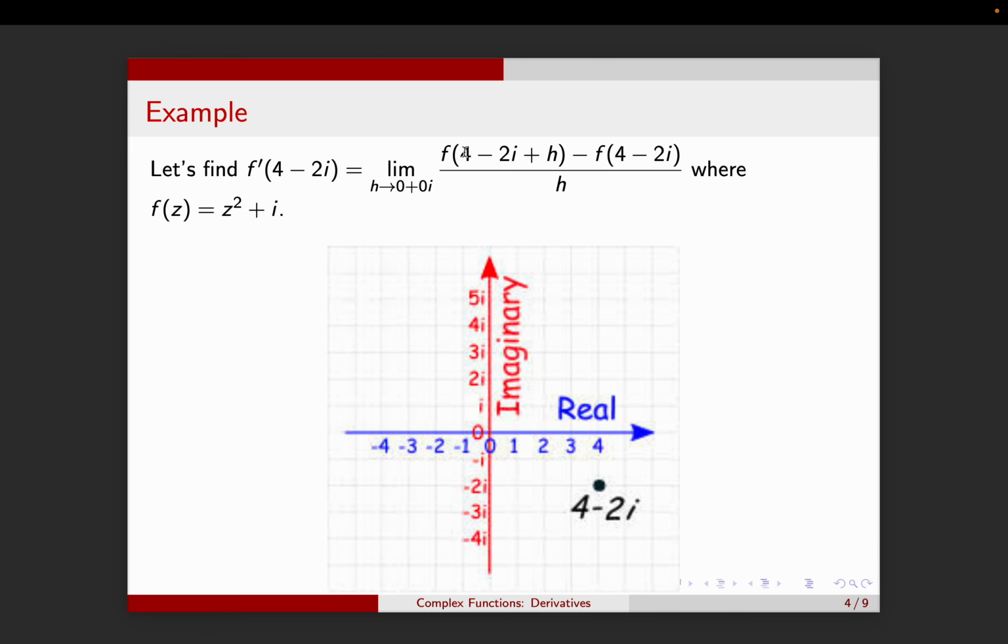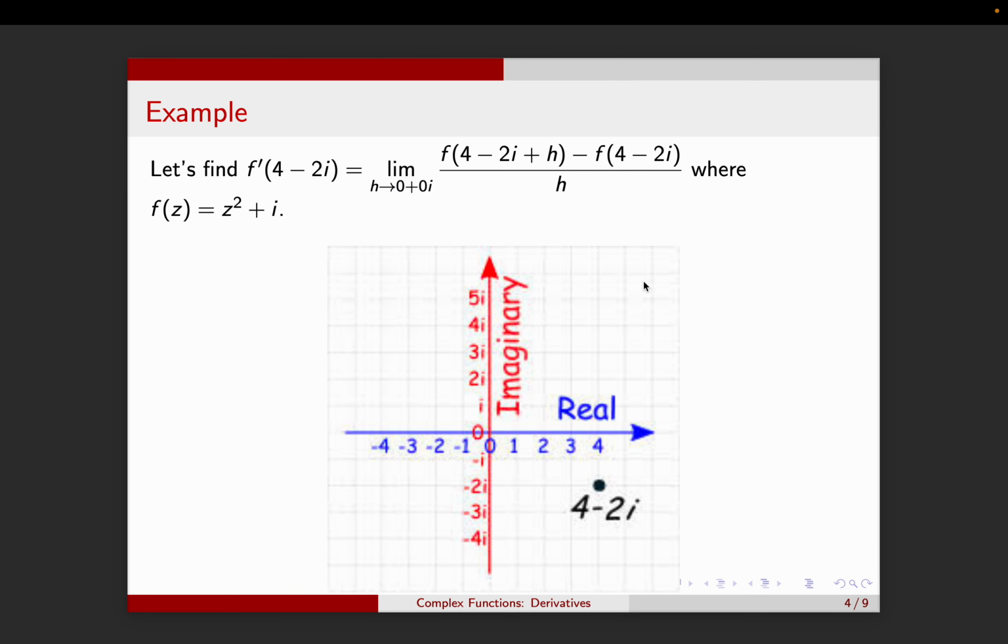And the basic idea here is that 4 minus 2i plus h, if h is really small, and it's going to be small since you're letting it go to 0, what you're doing is looking at points close to 4 minus 2i, so like around here. And then you're comparing the outputs of those to just the output at 4 minus 2i and dividing by h, which is exactly what you did in Calc 1. And in Calc 1, you got slopes of secant lines when you did that. This is the limit of slopes of secant lines giving you the slope of the tangent line in Calc 1.